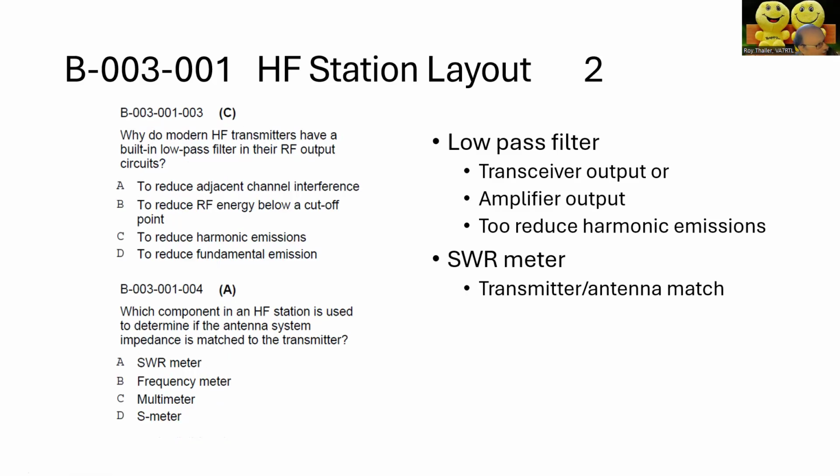Why do modern HF transmitters have a built-in low-pass filter in the RF output? So what you want to do is prevent harmonics from getting out onto the air. That's why they have a low-pass filter. So the correct answer is C, to reduce harmonic emissions.